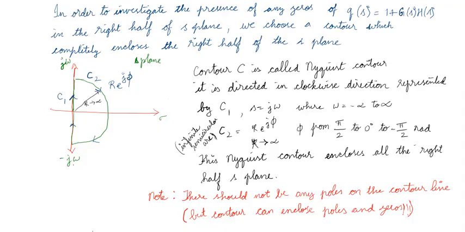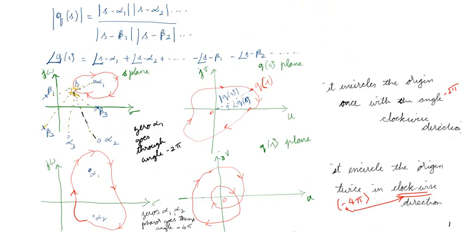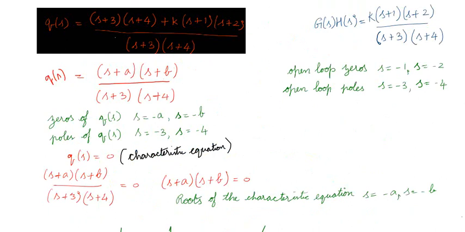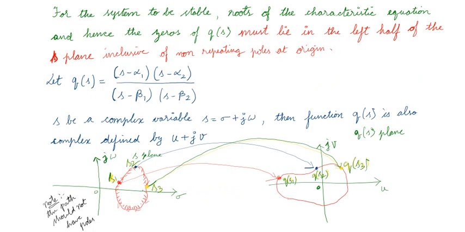Now we are going to investigate the presence of any zeros of Q(S), right? Why is this very important for me? Why am I investigating the zeros of Q(S)? Because zeros of Q(S) are nothing but roots of the characteristic equation, right? We have seen this already. Roots of the characteristic equation, minus a, minus b, are nothing but zeros of Q(S). Okay.